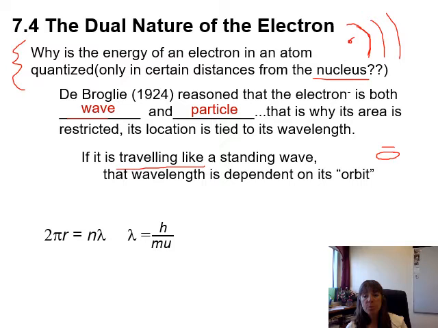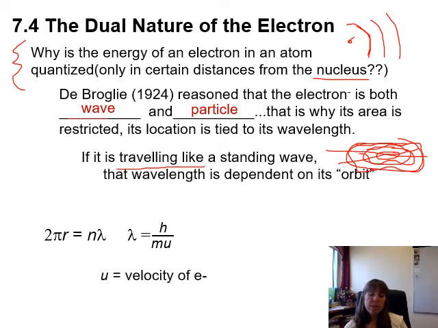For example, here's an orbit. Think of this being laid on its side, and this is kind of like a three-dimensional thing here. There are certain size orbits, and that electron, if it's moving in here, can only fit a certain wavelength in that, and that wavelength is dependent upon which orbit it's in.